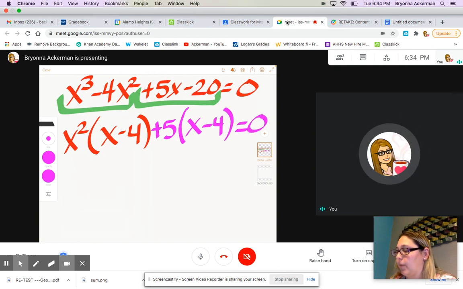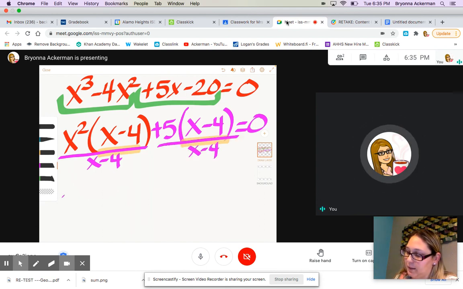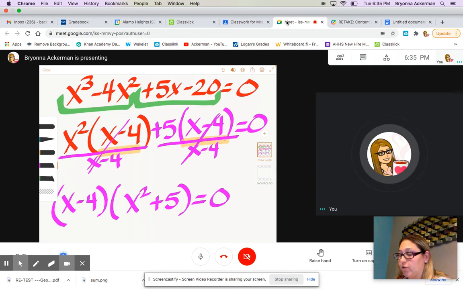Again, if you do grouping correctly, then these 2 are going to be the same. So I'm now going to divide both of these by x minus 4. And so that x minus 4 comes out in the front. And I'm factoring it out, and so I'm left with x squared plus 5. And again, we'd be done with factoring here, but if we had to solve, then we would set this one equal to 0, and then we would set this one equal to 0 and solve for x.